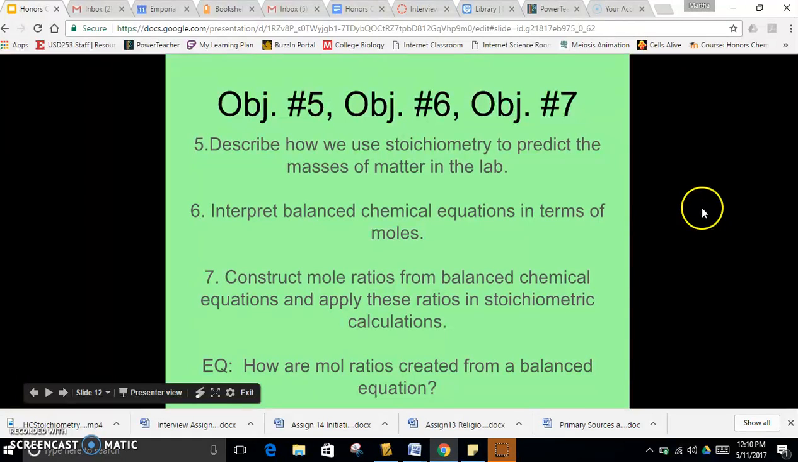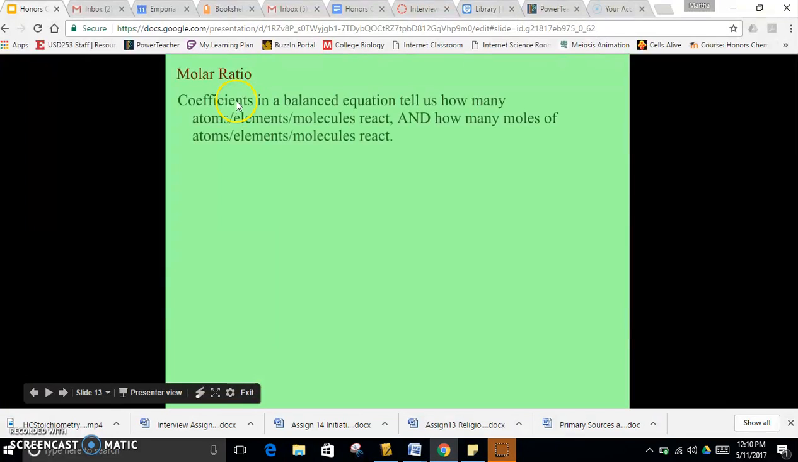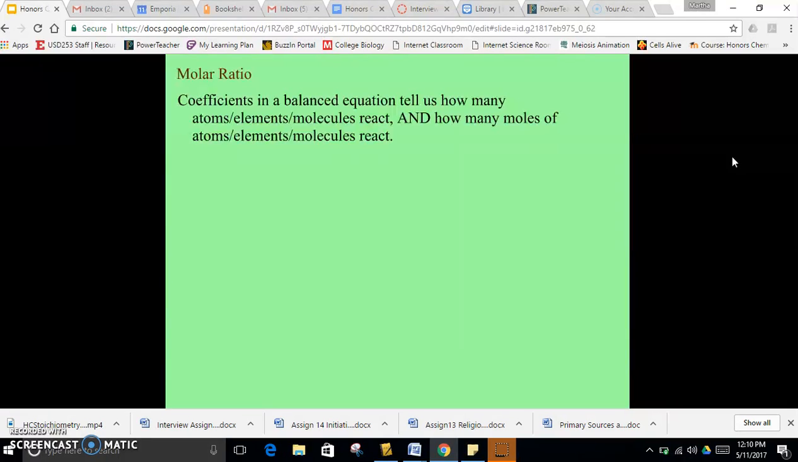So our essential question: how are mole ratios created from a balanced equation? So what is a mole ratio? The coefficients in a balanced equation, those numbers in front, tell us how many atoms, elements, or molecules react, but they also tell us how many moles react. It just depends on what you want it to mean. You can say I have 2 atoms of this reacting, or you can say I have 2 moles of this reacting. The cool part is, since we know how to go from moles to grams, we can just figure out the mass of that formula and go from there and figure out how many grams we need.